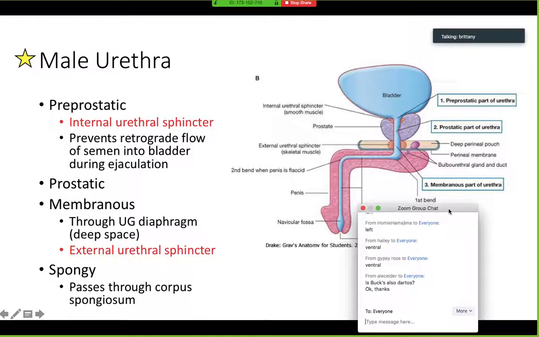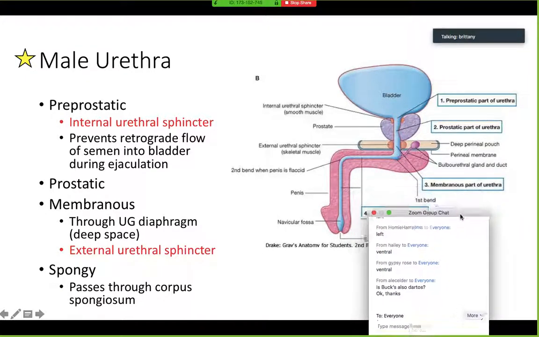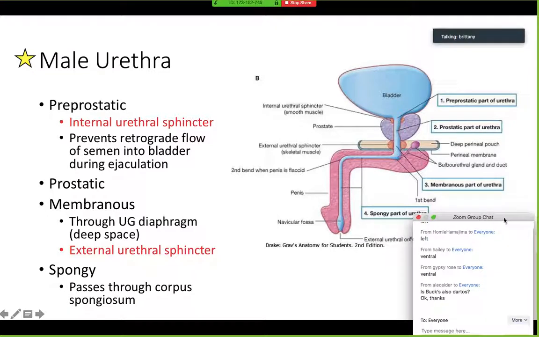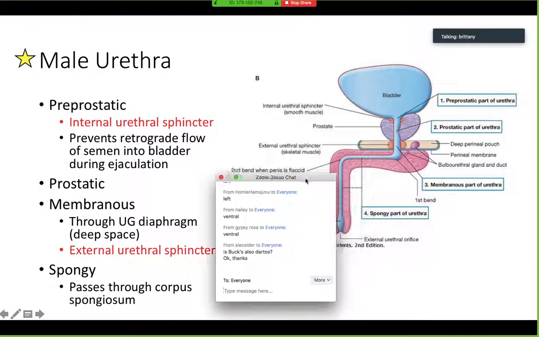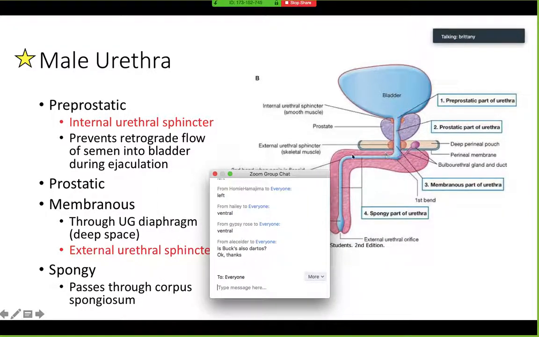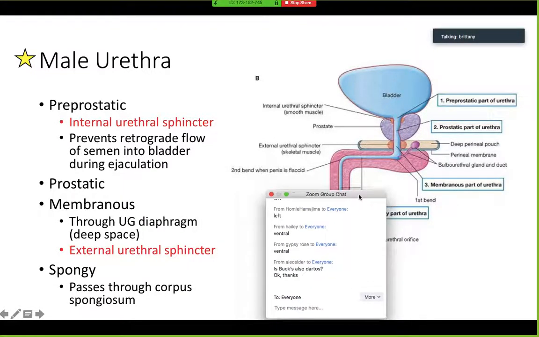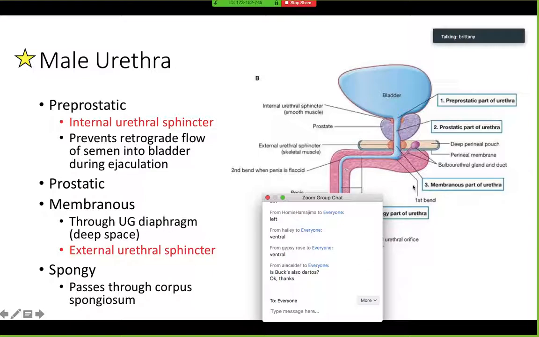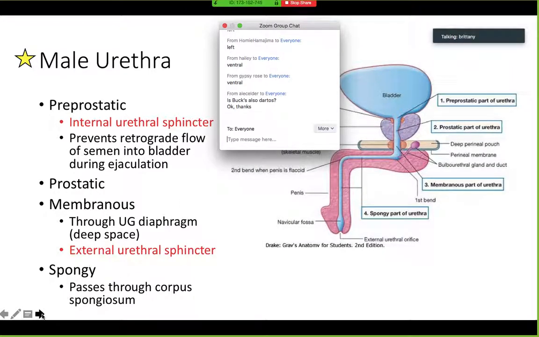Okay, so again, with the male urethra, but here I wanted to point out the difference between the external and the internal urethral sphincter. You want to know that the external urethral sphincter is located in the membranous part of the urethra, and again, in the deep space of the UG diaphragm, and then the pre-prostatic urethra is going to contain the internal urethral sphincter. Okay, so most important point from that slide.